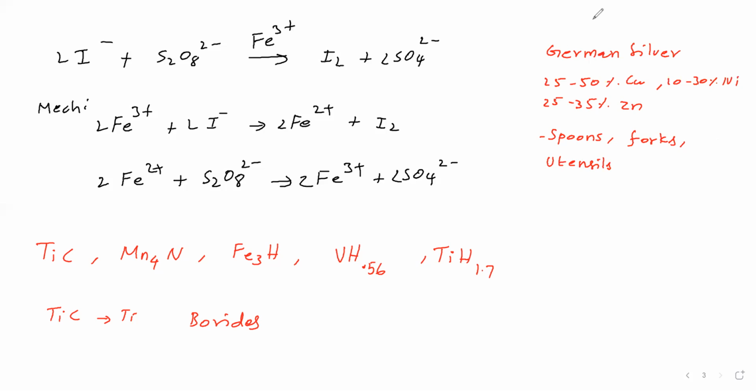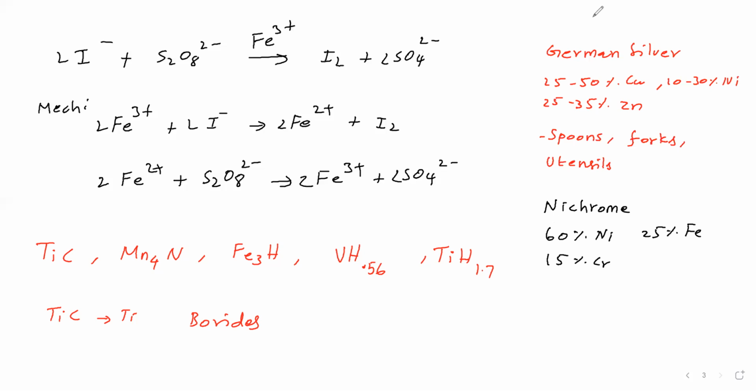Next alloy, nichrome. Nichrome contains 60% nickel, 25% iron, and 15% chromium. It is used for making resistance wire for electrical furnaces.